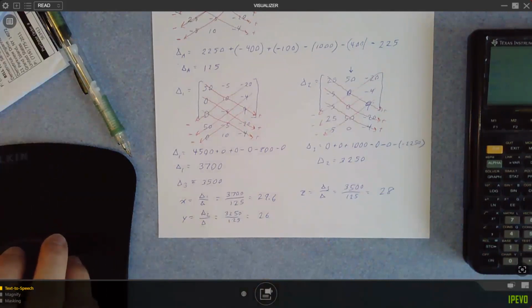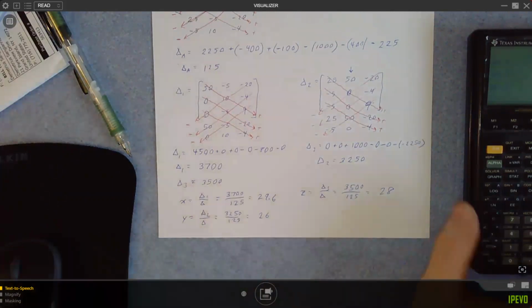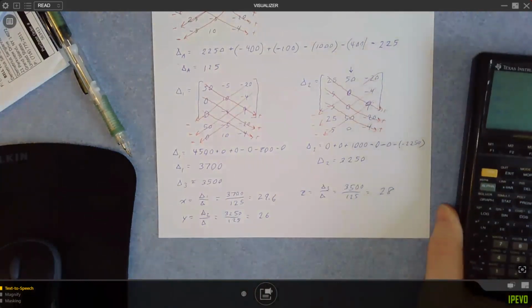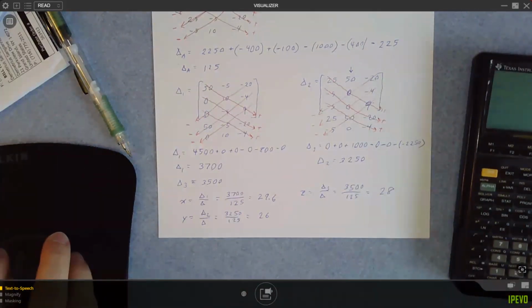Now, there are programs that can do this. MATLAB is one of them. There are free versions of MATLAB. Setting up a spreadsheet may not be the best idea, but a lot of graphing calculators have matrix functions, and that could be a powerful tool. I'm going to pause the recording here.